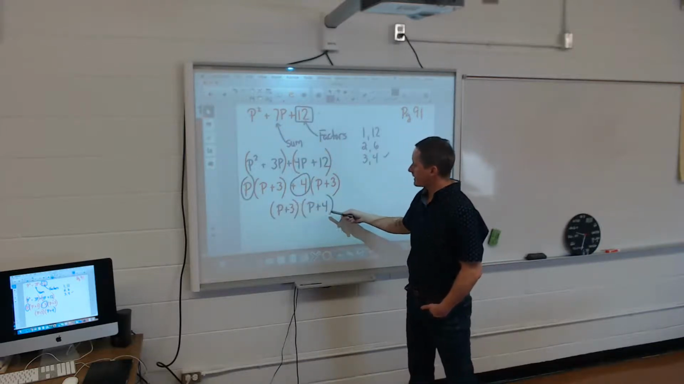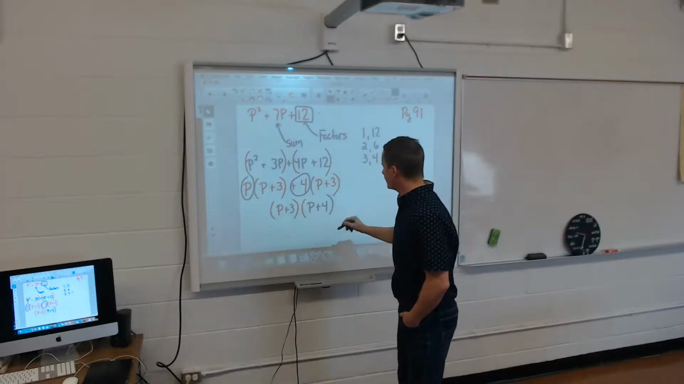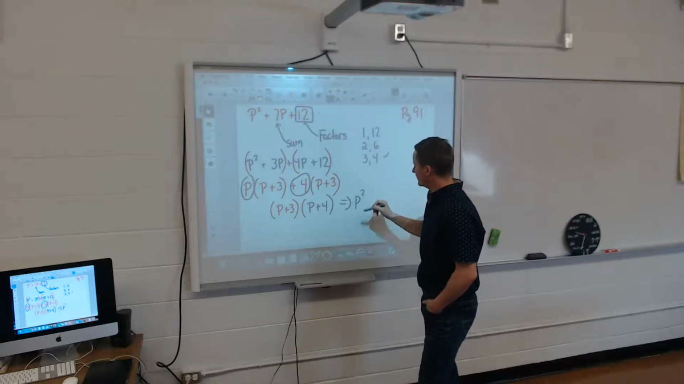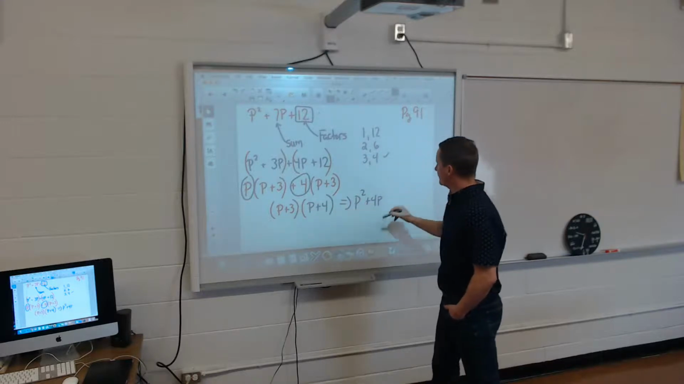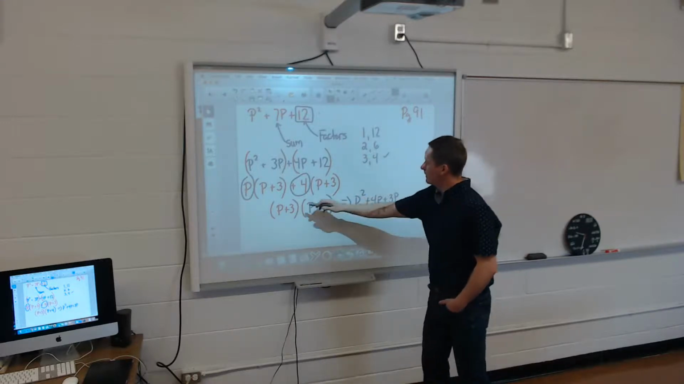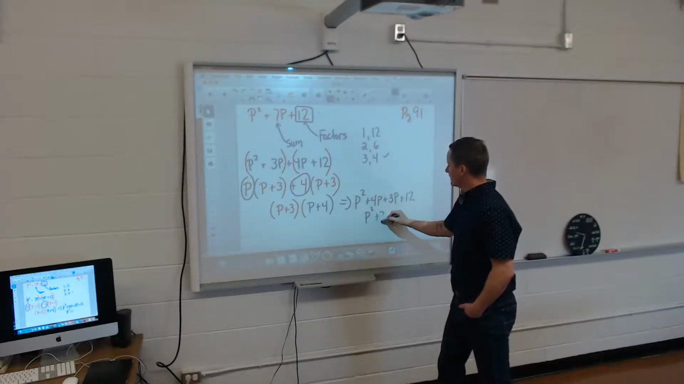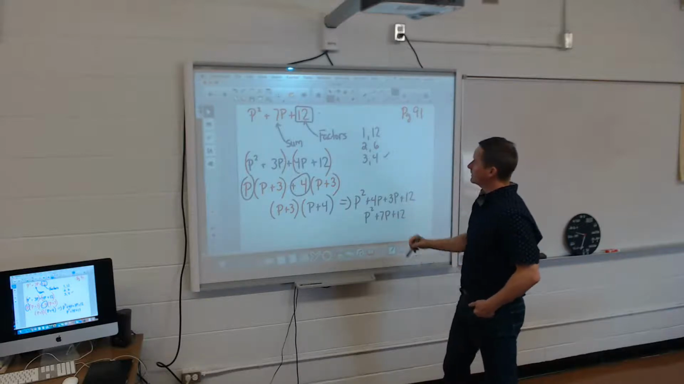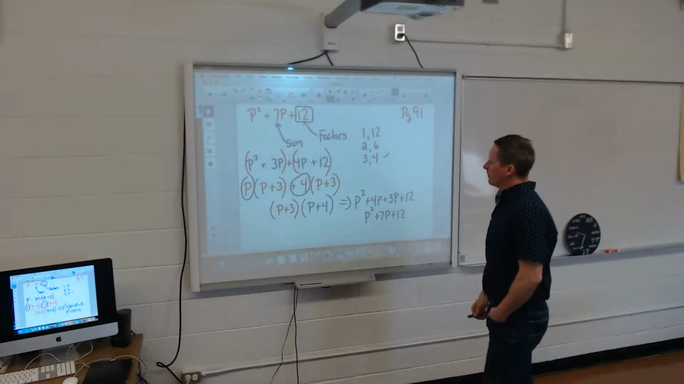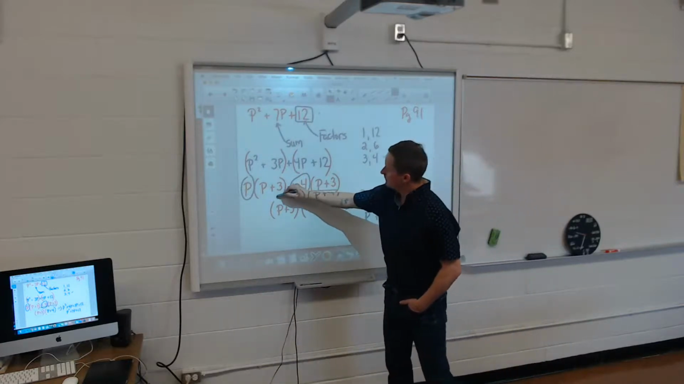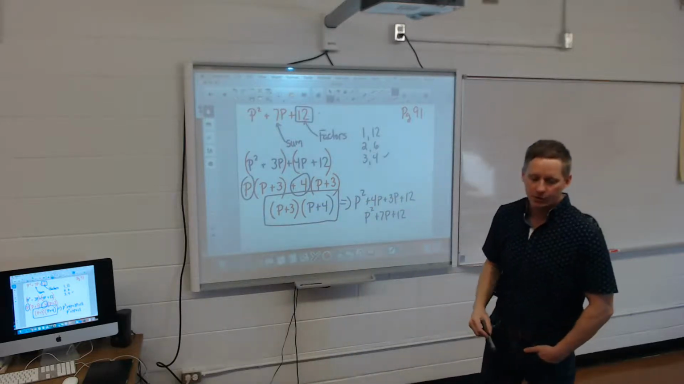So this is back to a binomial by a binomial. And if I were to FOIL it quickly, p times p, p squared. P times 4, 4p. 3 times p, 3p. 3 times 4 is 12. P squared plus 7p plus 12 is exactly what I started with. Okay? So this is what I call my factored form. And that's where we're shooting for.